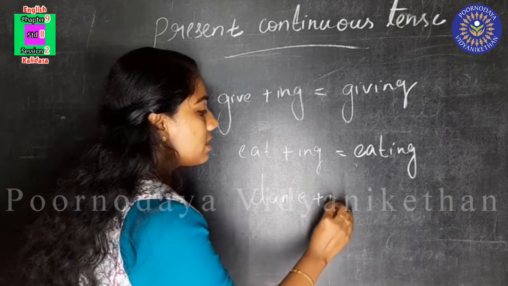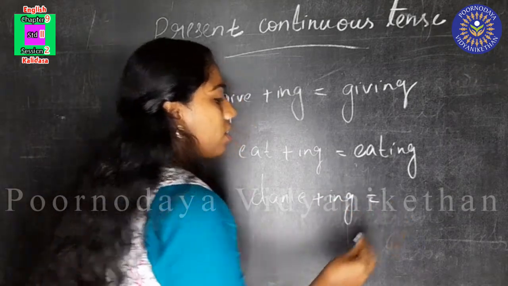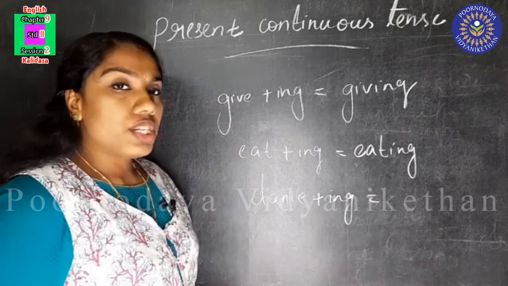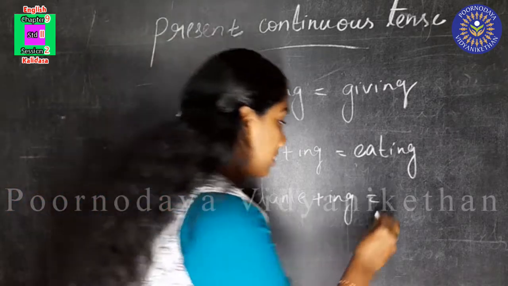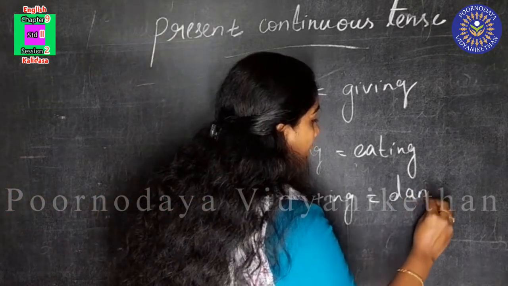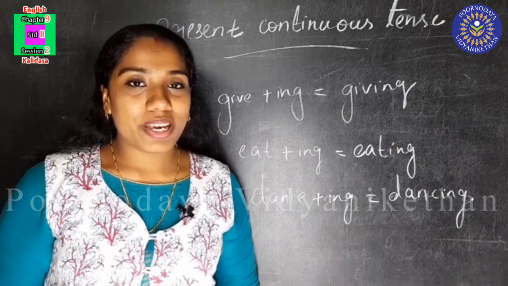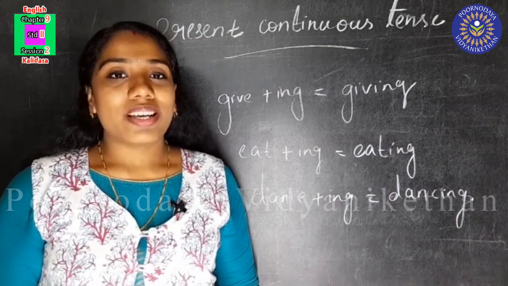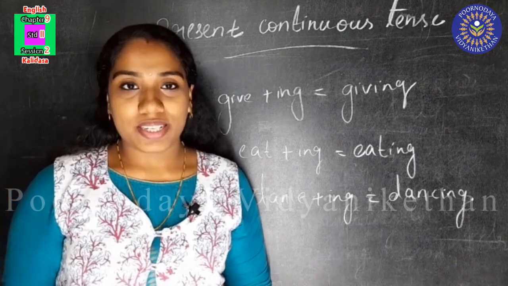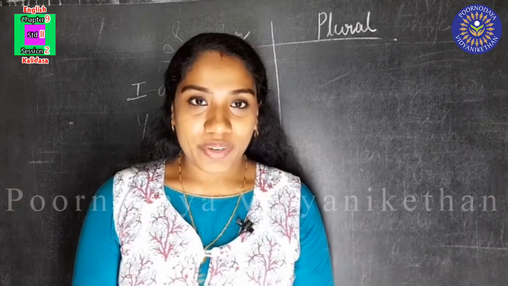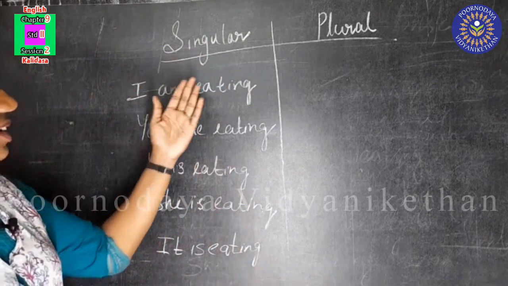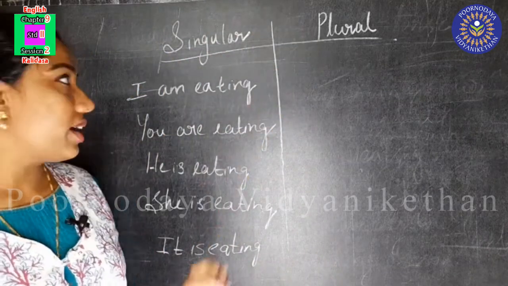Now the next one. Dance plus ing. Now what is the ing form of the verb? Dancing. D-A-N-C-I-N-G. Did you understand how to make the continuing form of the verb? Now we'll do an activity. Now we'll see the singular form and plural form. Look here, children. We have two boxes here.